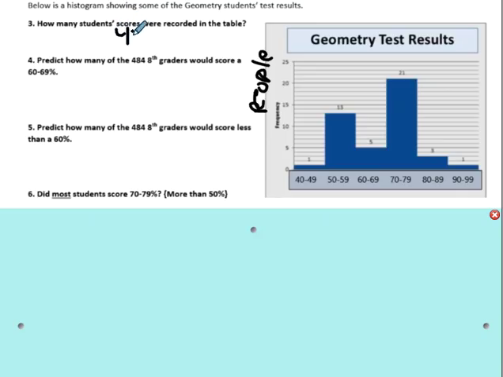44 for number 3. Number 4, predict how many of the 484 8th graders would score a 60 to 69%. Okay, so you're looking at this column right here, 60 to 69. Well, we'll look at the histogram first. 5 students scored a 60 to 69% out of the total 44 students. That's just the total for the histogram. We don't look at the number that they include in the question until we get to the second ratio.